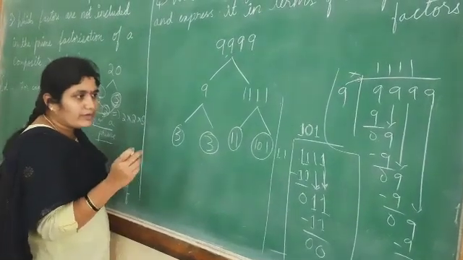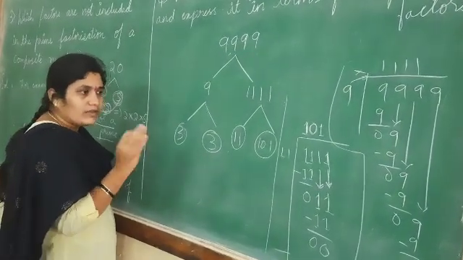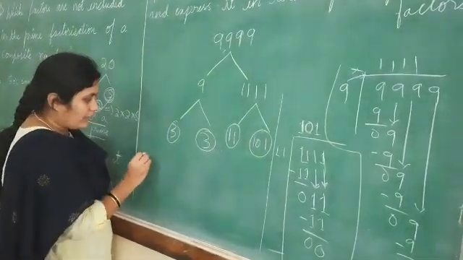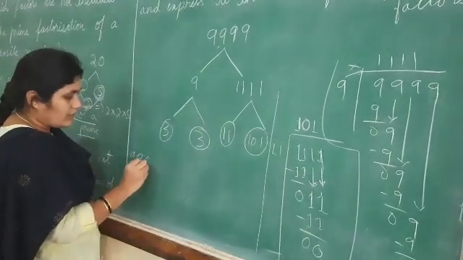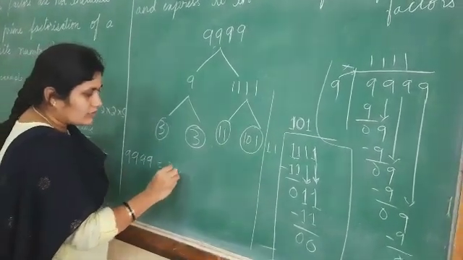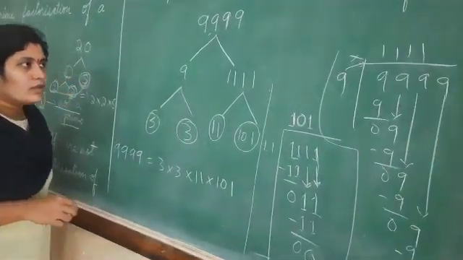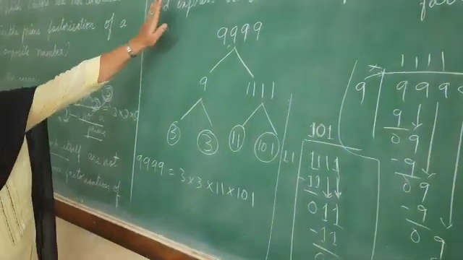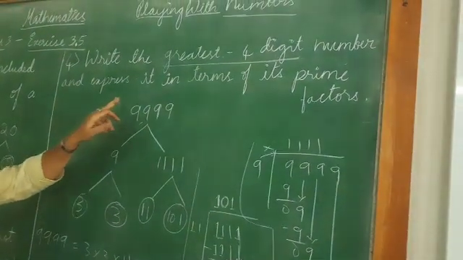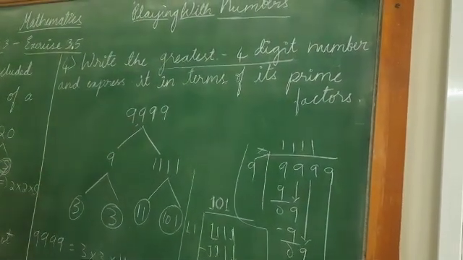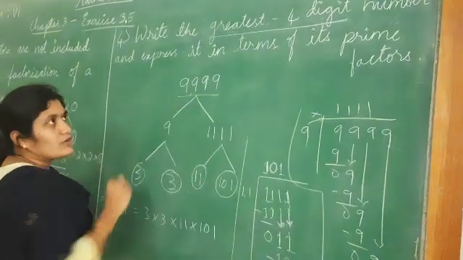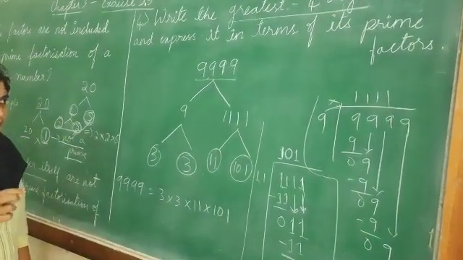If you want, you can divide and check with any of the numbers to see if they have factors or not. So now write 9999 as 3 into 3 into 11 into 101. Let me repeat this once. Write the greatest 4-digit number and express it in terms of prime factors. First, the greatest 4-digit number is 9999.